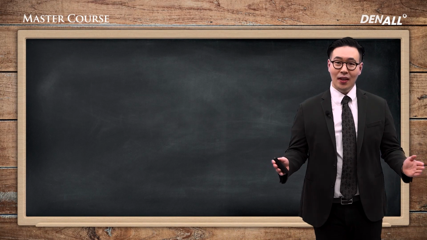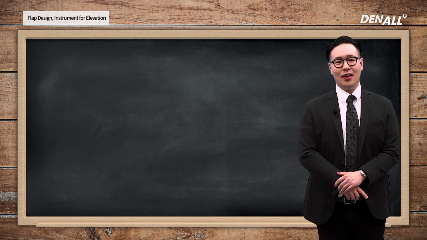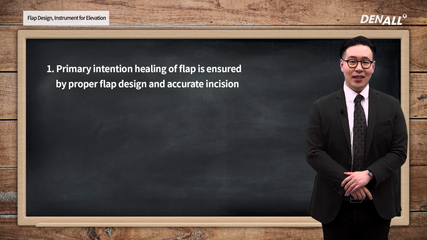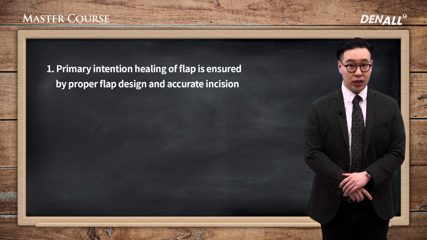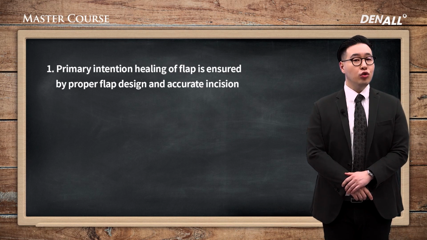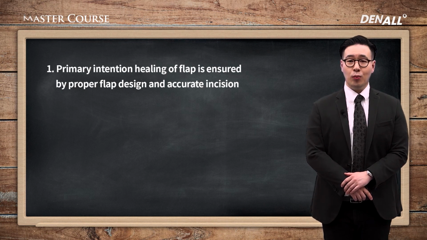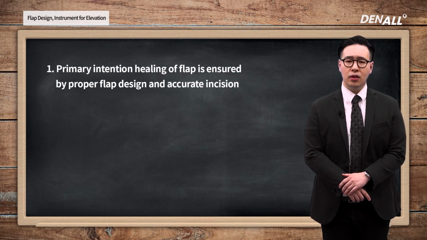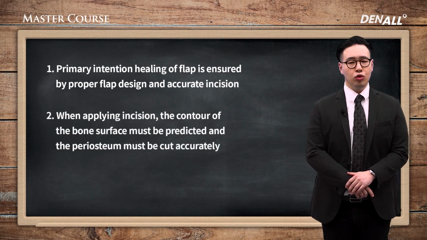How did you like today's lecture? I would like to summarize what I hope you'd take home. First, you need to have an ideal flap design and accurate and clear incision to do sound flap elevation. This has a critical effect on post-op primary intention healing. If you're only placing an implant in the posterior region, slight secondary intention healing may be allowed. However, in the case of anterior, where aesthetic is important, or if you require bone graft and impeccable initial healing, primary intention healing is essential in these cases.